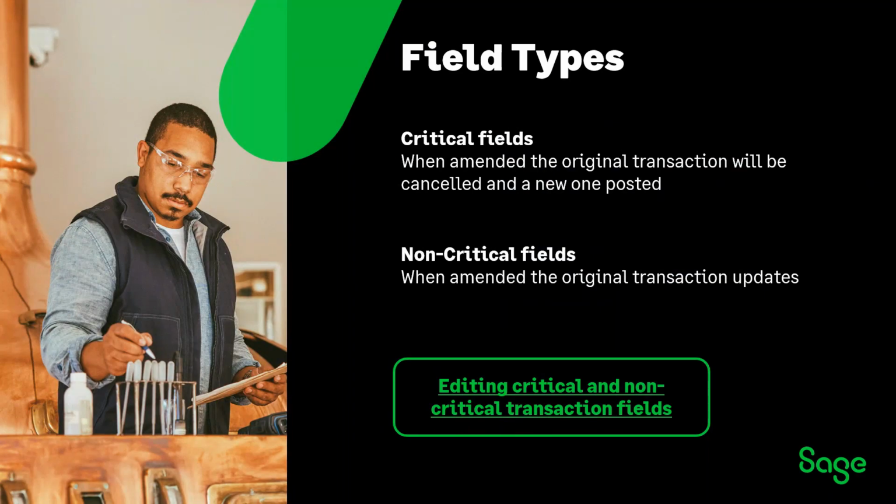Those are going to be things like your customer supplier account reference, your nominal code, bank account, date, the net and VAT amount, and your tax code. And then you've got your non-critical fields. Those are things where amendments can be made with no reversal or cancellation of the original posting. That tends to be more around the details of the transaction, like the transaction reference, the transaction details, the department, the payment reference, and the bank reconciliation flag.